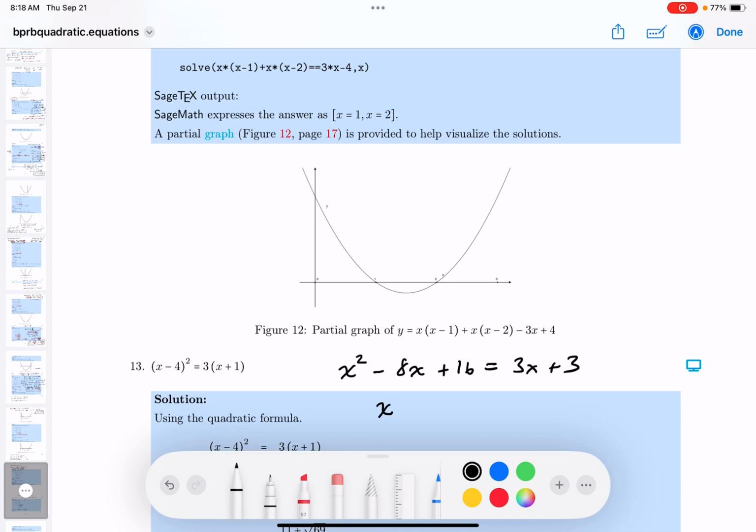What I'm going to do now, I'm going to subtract 3x from both sides. That's minus 11x. And I'm going to subtract 3 from both sides, and you're going to get plus 13.